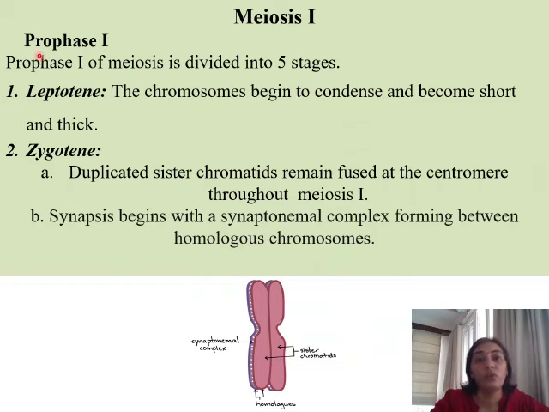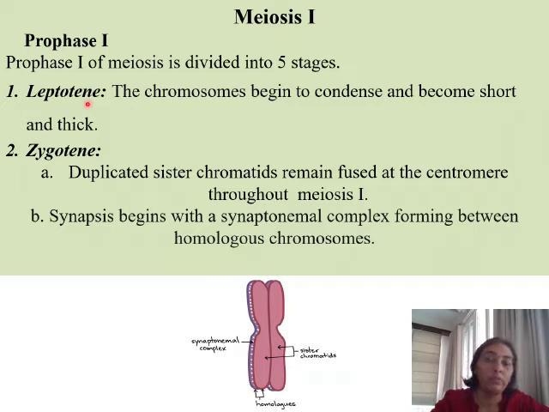The first one is prophase 1. Prophase 1 of meiosis is divided into 5 stages. This information you will not find in the textbook, but you are expected to know. So the prophase 1 of meiosis 1 is divided into 5 stages. These are, the very first one is called leptotene.